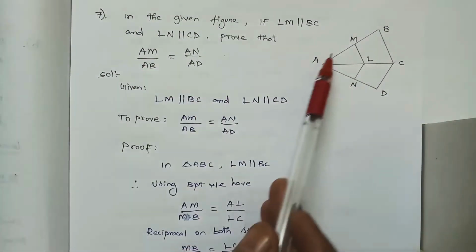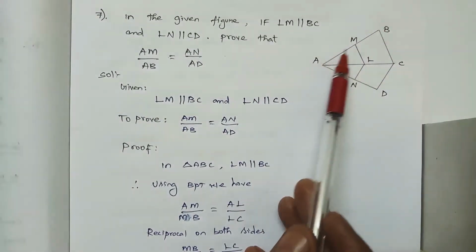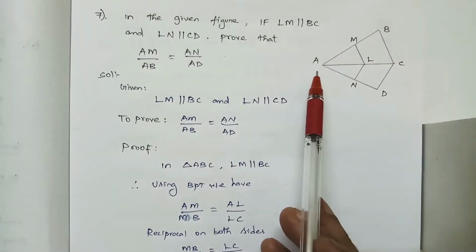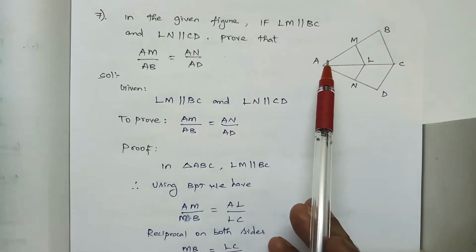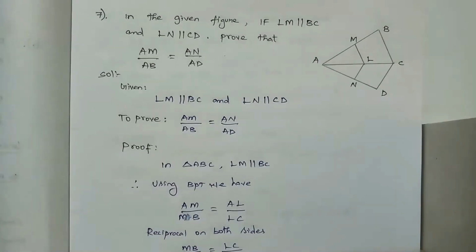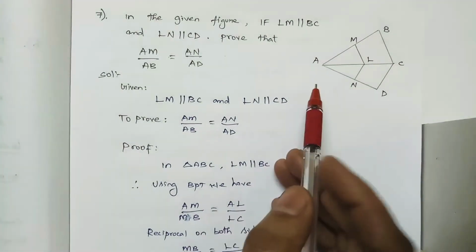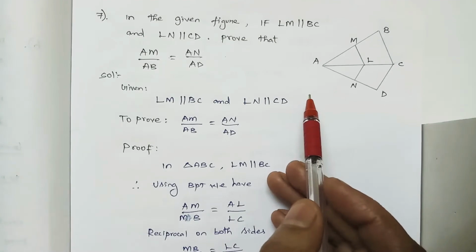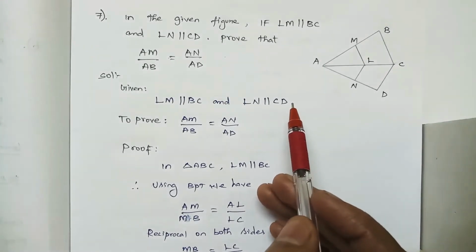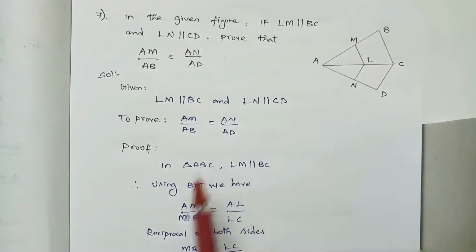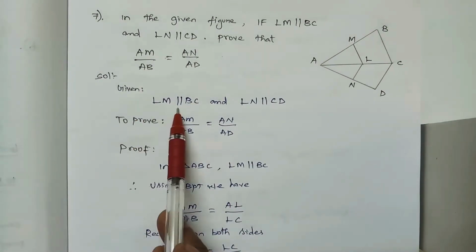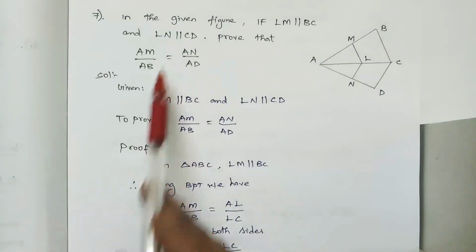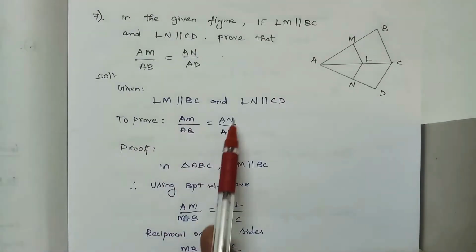AM is a part of the whole AB, right? We have already discussed that when we are going to find the whole part from a part, we do it by adding 1. Same like that. So here I'm taking the first triangle. In the given, LM is parallel to BC and LN is parallel to CD. What we want to prove is AM by AB is equal to AN by AD, right?